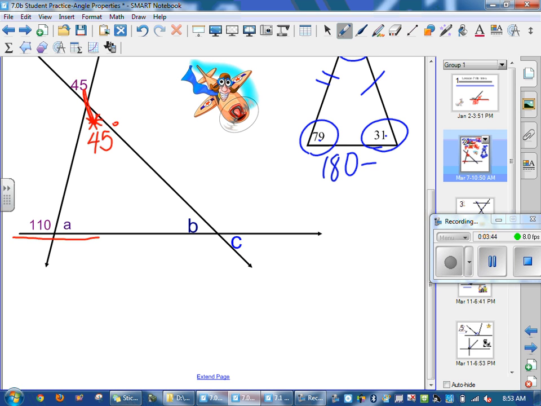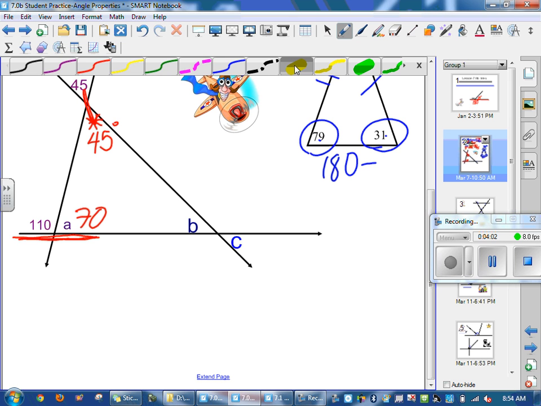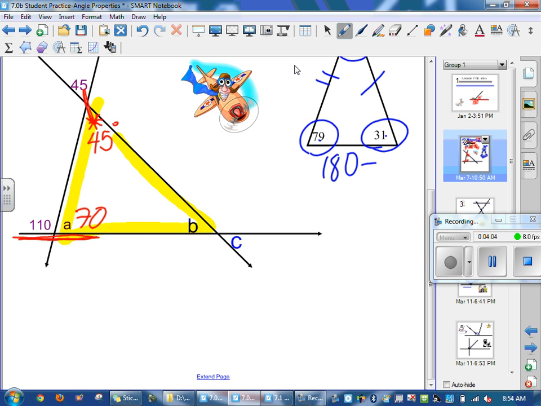Now, can I find out how big A is? Yes. It forms a straight line with that 110. So I've got 110 plus something equals my 180 straight line. How big does A have to be? 70. Perfect. All right. Now we're back to triangles again. I've got a triangle right here. And we know triangles have to add up to how many degrees on the inside? 180. So to find B, we're going to take 180 and subtract the 70 and subtract the 45. That's going to give me B. So how big is B?